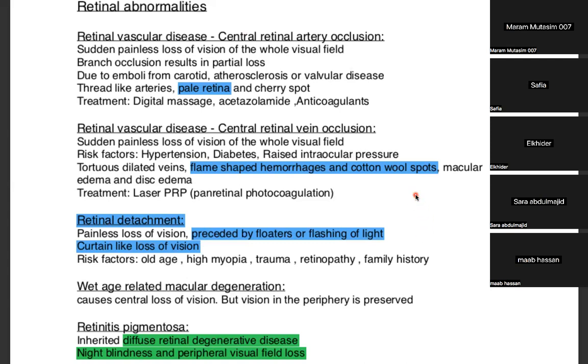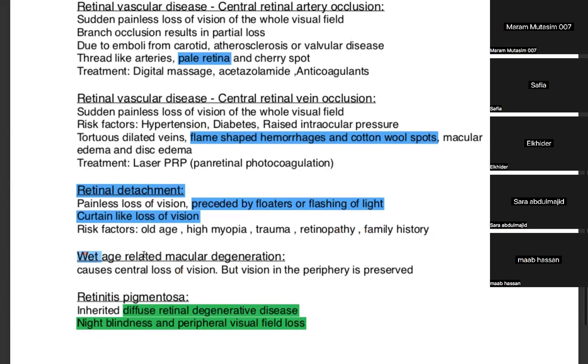Curtain-like loss of vision, or vision preceded by floaters or flashing light. You have to memorize it. Okay? This means the retina itself got detached. There are a lot of risk factors like old age, high myopia, trauma, retinopathy, family history, and so on.